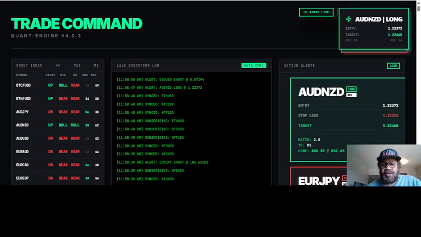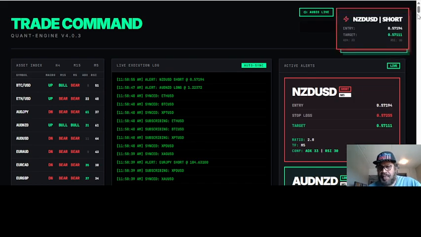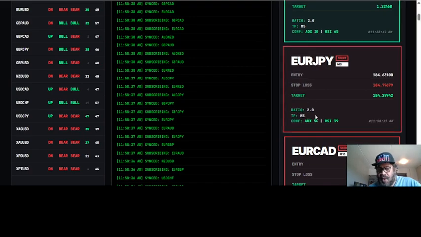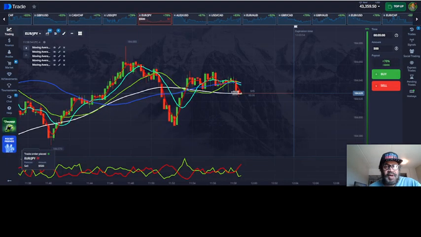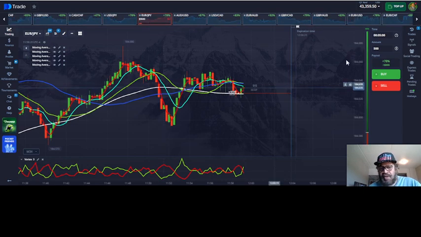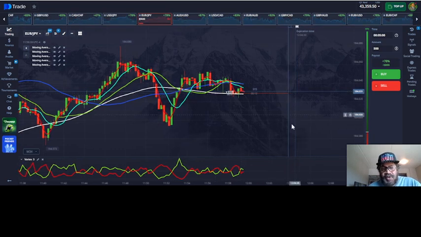Okay, so I just got a Euro JPY 5 minute short here. Let me pull up the signal right here. Euro JPY 5 minute time frame short. So I went ahead and I took the short here. Make sure you have the right asset and the right time frame, 5 minutes. So I'm going to pause the video till about 30 seconds left in the trade, and we're going to see the results of this trade. Euro JPY 5 minute short.